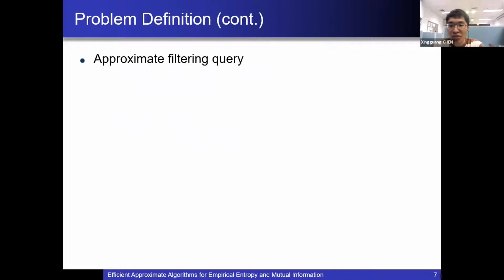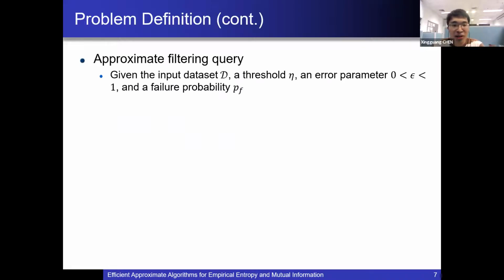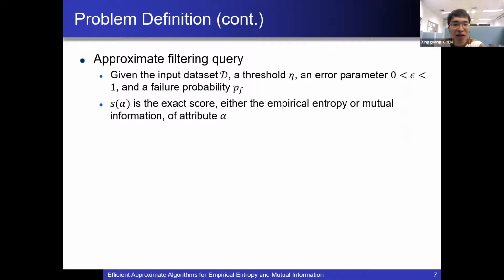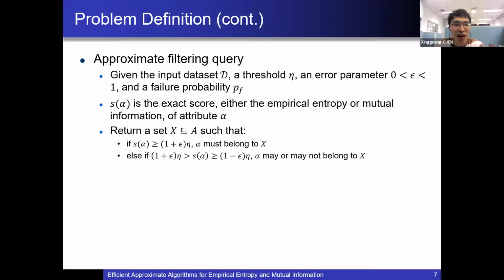Then we define the approximate filtering query. Given the input dataset D, a threshold eta, an error parameter epsilon, and a failure probability p_f. As S alpha is the exact score, either the empirical entropy or mutual information of attribute alpha, we return a set X such that if S alpha is larger than or equal to 1 plus epsilon times eta, alpha must belong to X. Else, if S alpha belongs to an interval, alpha may or may not belong to X. Otherwise, alpha should not belong to X.